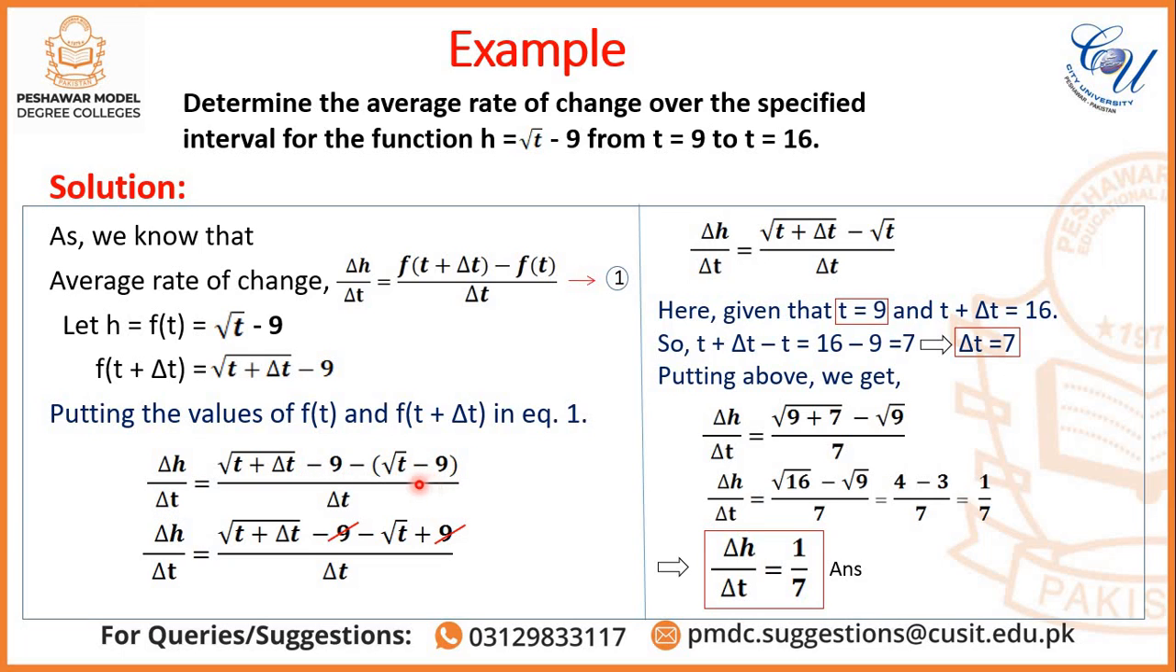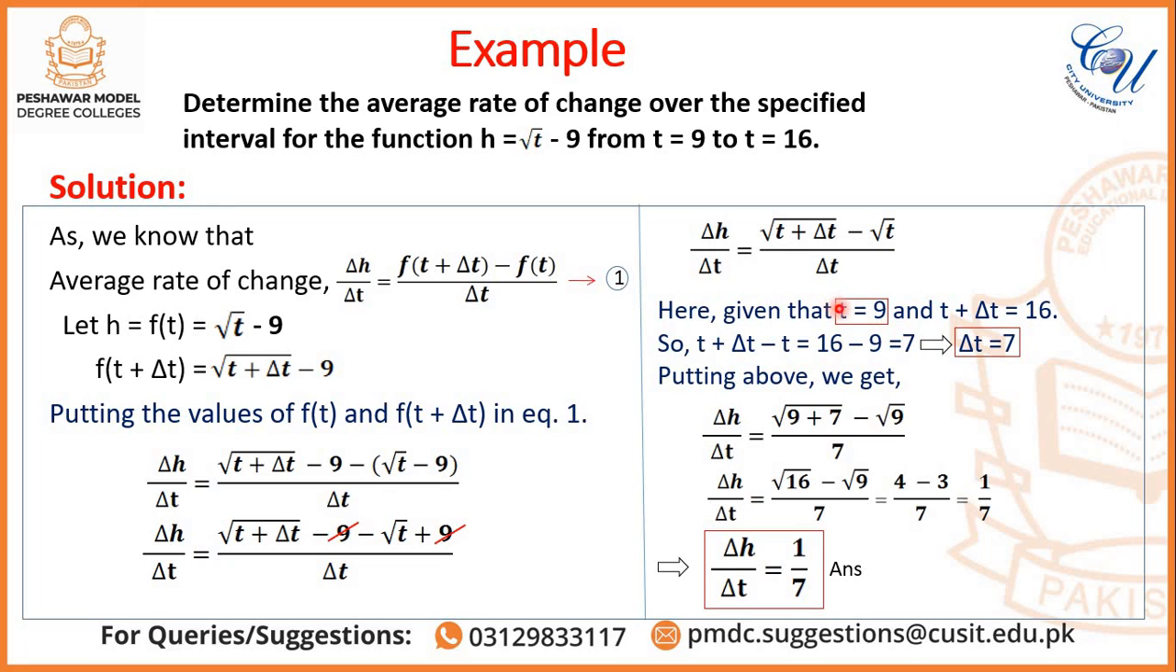Multiplying this negative sign inside the bracket, we get this. Upon cancellation, we are left with del h divided by del t is equal to t plus del t whole under the root minus under root t whole divided by del t. Here in the question, we are given that t is equal to 9 and t plus del t is equal to 16. Now subtracting, we get t plus del t minus t is equal to 16 minus 9, final minus initial. So we get 7. Upon cancellation, we got the value of delta t, that is 7.